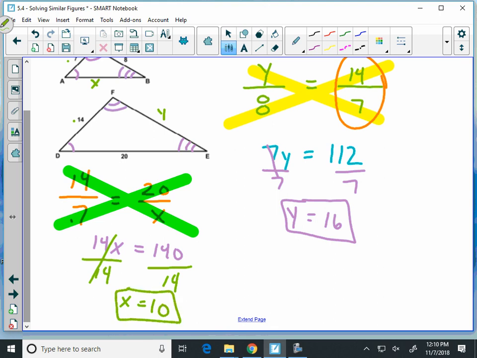Some of you might be thinking, well, isn't it kind of obvious if 14 over 7 simplifies down to 2 and those fractions are equal, so then doesn't y have to be 16? Yeah, sometimes it's really easy to look at that and tell. But sometimes our answers are decimals, and you can't tell them easily. So it's good just to practice the process, because you have to do this when it's a decimal. Okay. Questions over that?